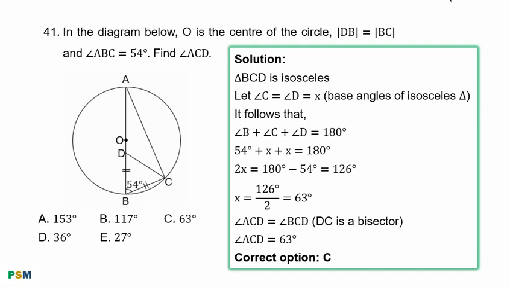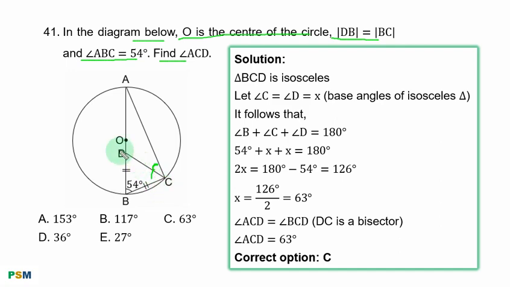Question 41. In the diagram below, O is the center of the circle, DB is equal to BC, and angle ABC is equal to 54 degrees. Find angle ACD, this angle. To get this angle, we need to consider triangle BCD.